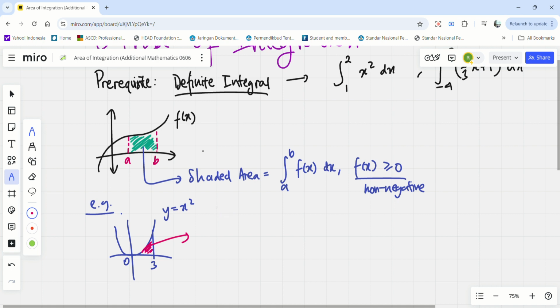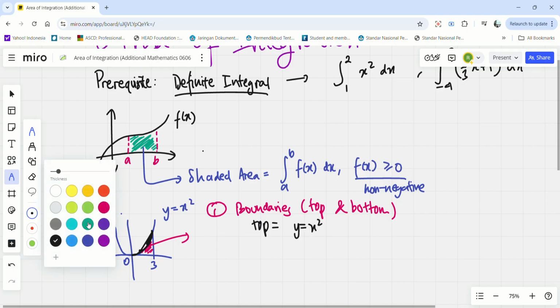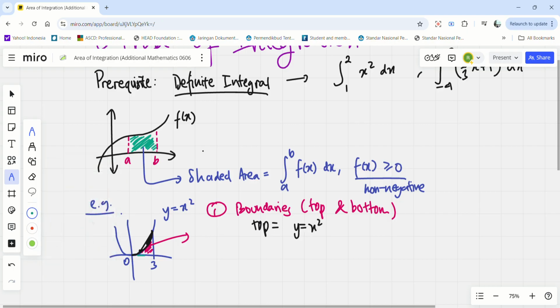The procedure that I always keep in mind is that I have to find the boundaries first, what we call the top and bottom. In this case, who is the top boundary? It's this one, I'll put it as the black one. That's the function, y equals x squared. And who is at the bottom? I'll put it as the green one. The bottom in this case is the x-axis, which means the bottom is y equals 0.